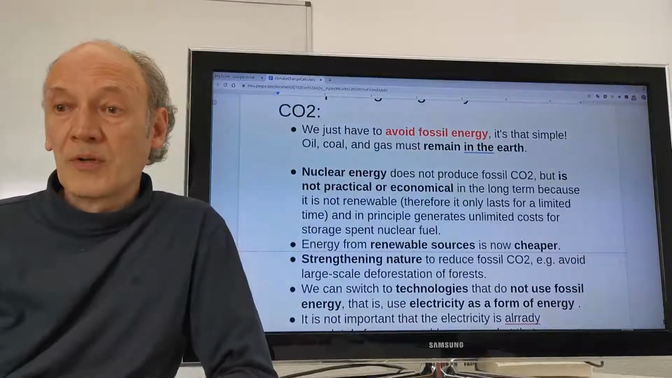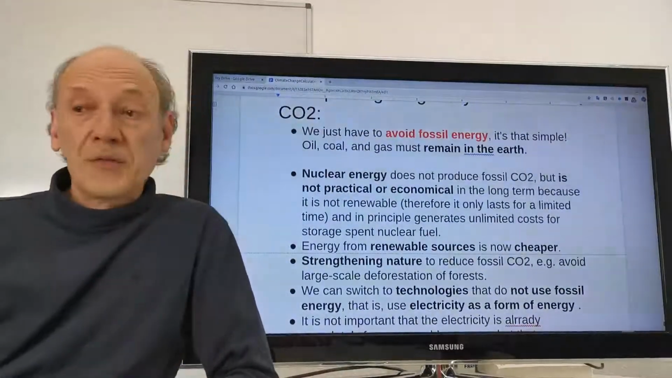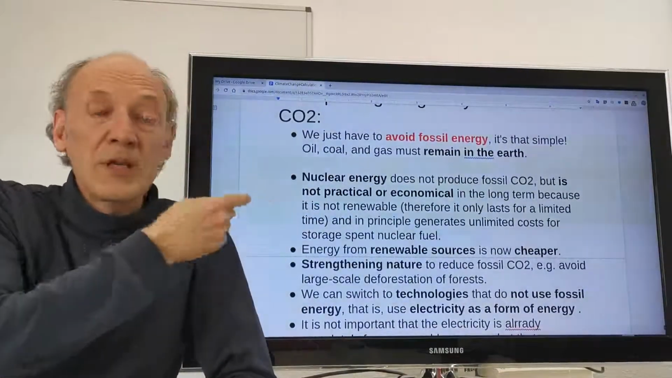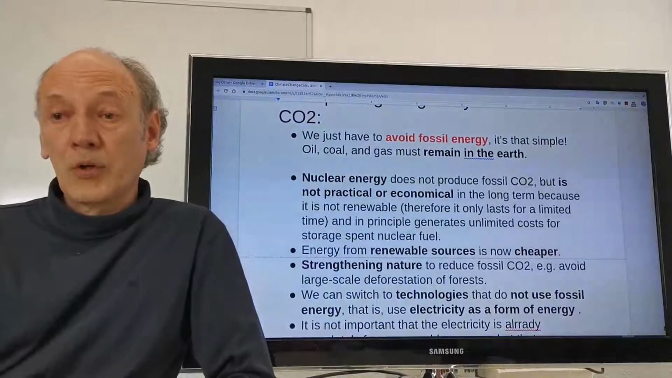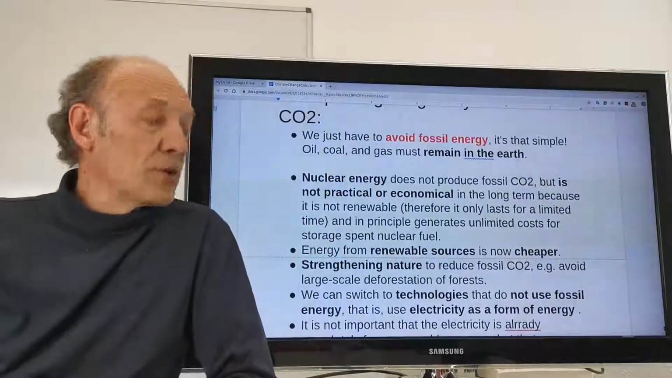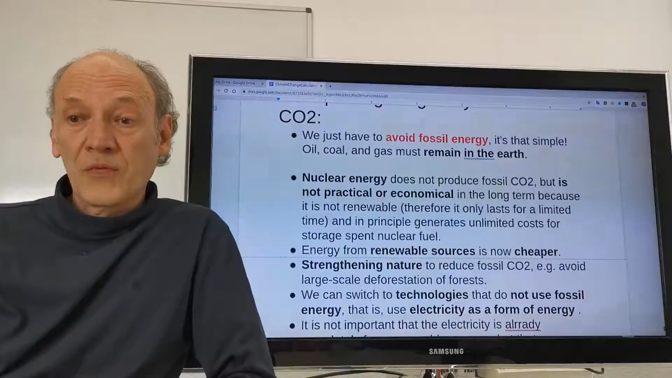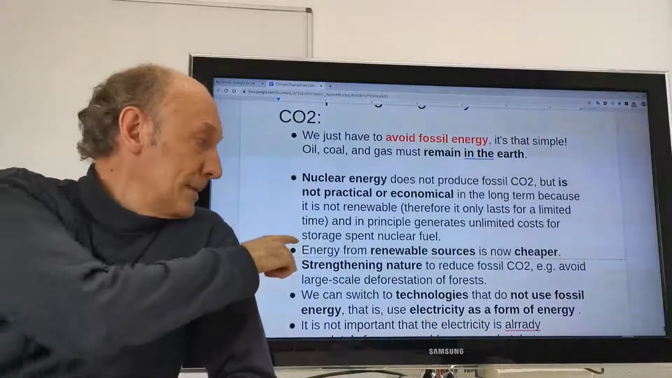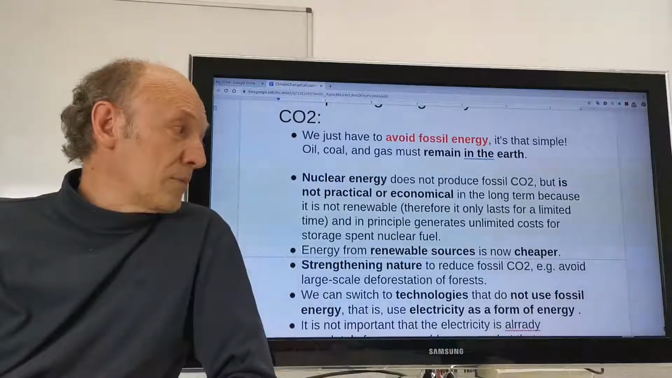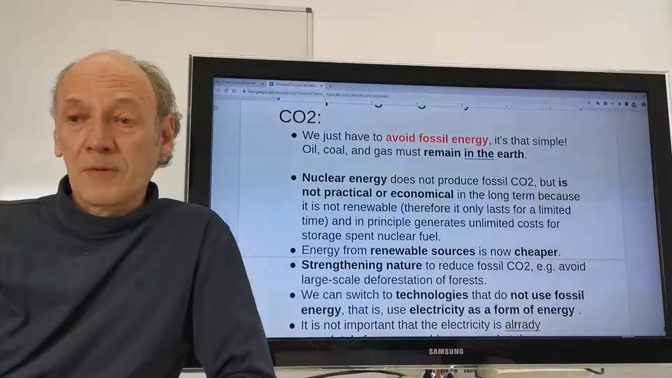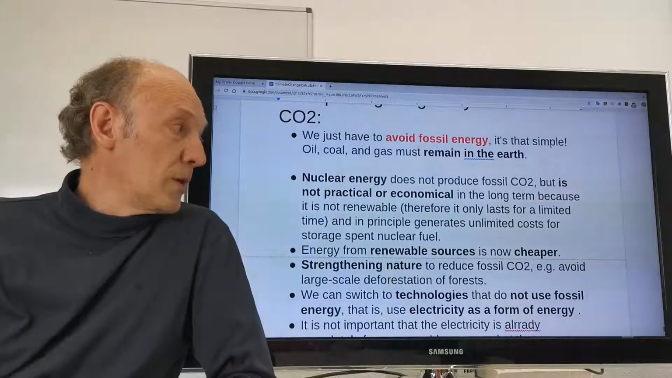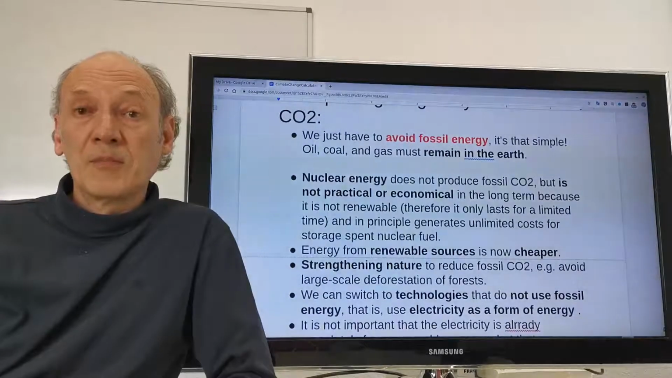Nuclear energy does not produce fossil CO2, but it is not really practical or economical in the long term because it is not renewable. So it only has limited resources, like oil, so it lasts only for a limited time. And in principle, it also generates unlimited costs for storage of spent nuclear fuel. Right? So this fuel needs to be securely stored for millennia, and this basically means we have unknown and basically unlimited cost.